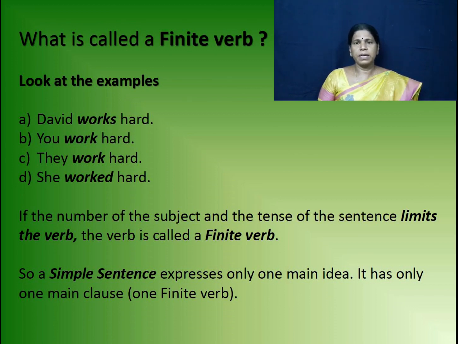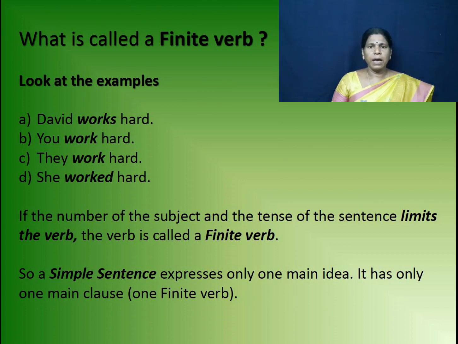In the first sentence, we have added s with the verb work because the subject David is in third person singular form. In the last sentence, we have added ed with the verb because the sentence is in simple past form. So, a simple sentence expresses only one main idea and it has only one main clause.